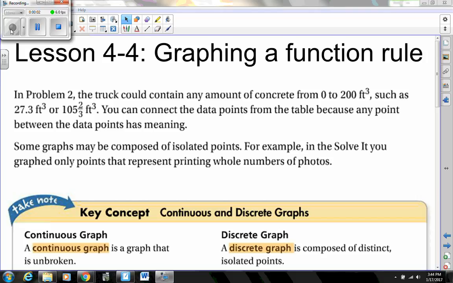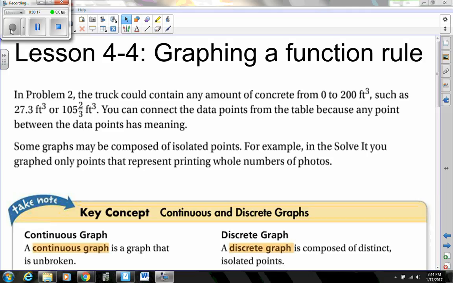All right, Algebra 1A students, welcome to part 2 of lesson 4.4. In today's video, we are going to be talking about two new vocabulary words that go along with the graphing that we did in our last video.